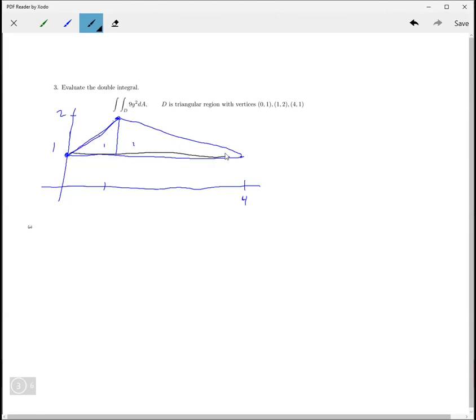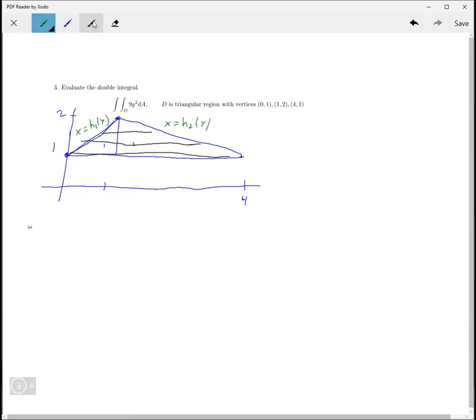and going horizontally, there's this side, and there's this one right here. Okay, so that means that we can set it up as what they call a type 2 integral. Okay, so what we have to do is figure out what the equations of these are.